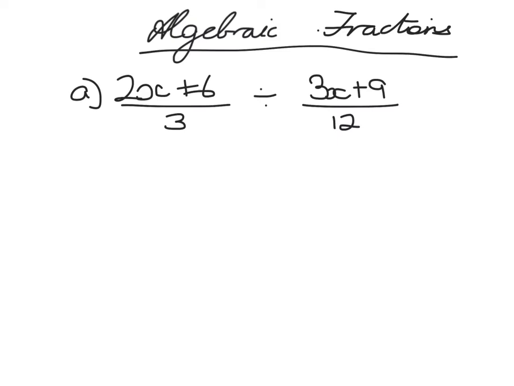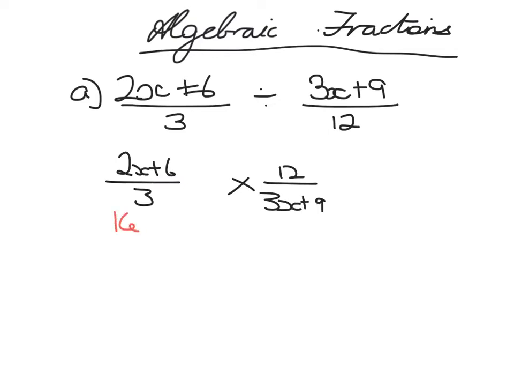Hi all, we just want to talk about some harder algebraic fractions questions. I'm going to do these all with dividing fractions because remember, dividing fractions we're going to do multiplying eventually. So with dividing fractions we do keep, change, flip. We keep the first fraction the same, we change the division sign to a multiplication sign, and we flip the second fraction. So if I do that in this case, I'm going to get 2x plus 6 divided by 3 times 12 divided by 3x plus 9.